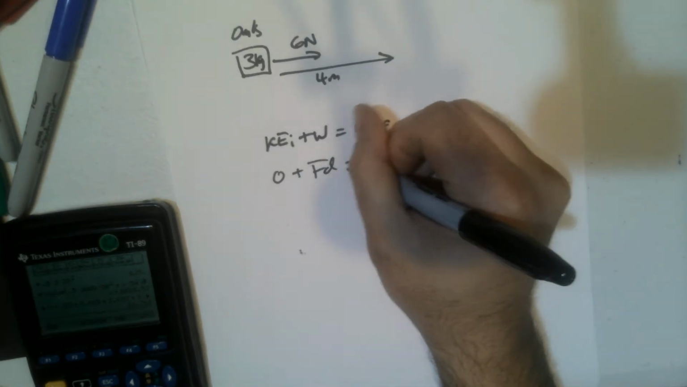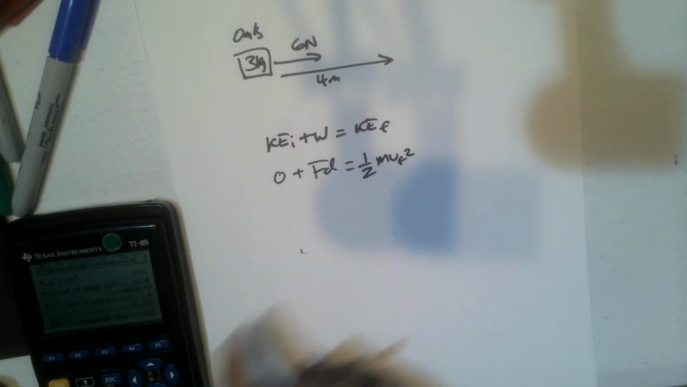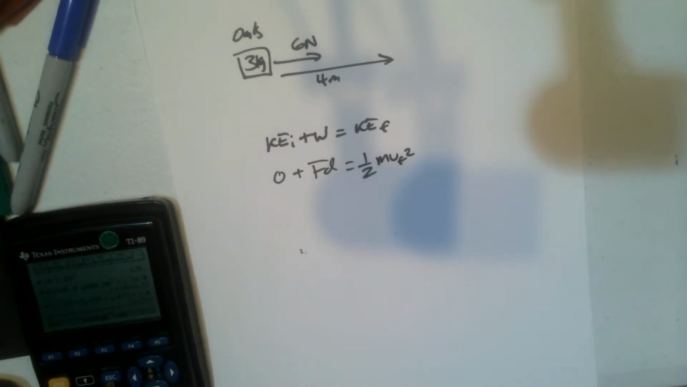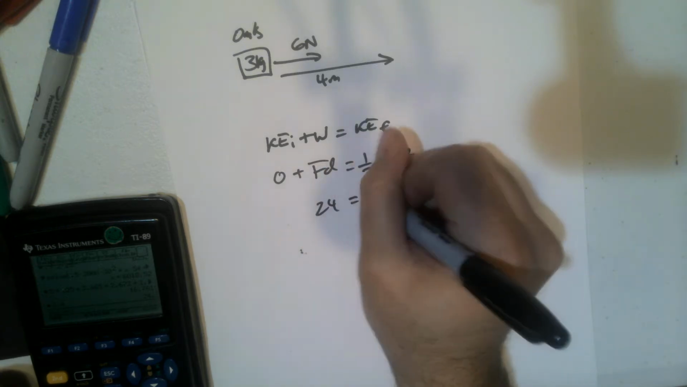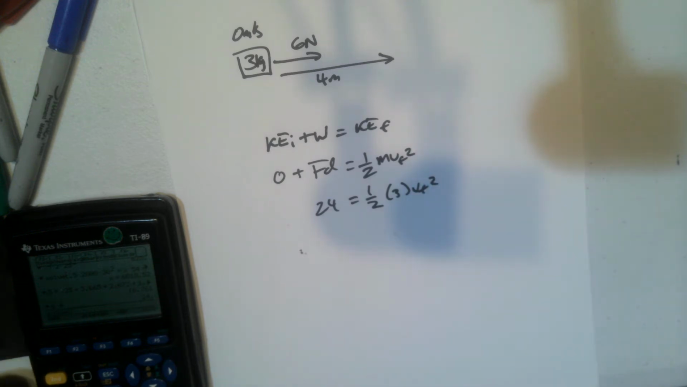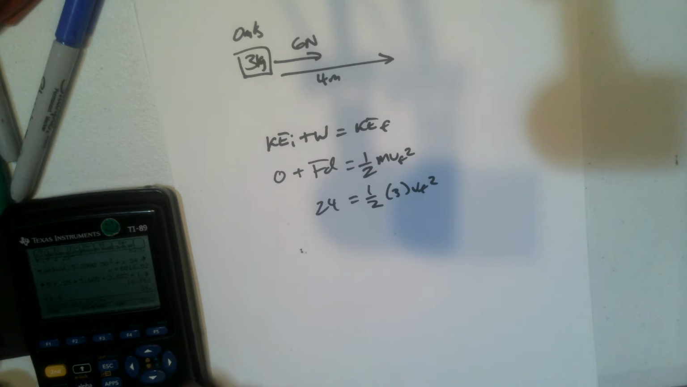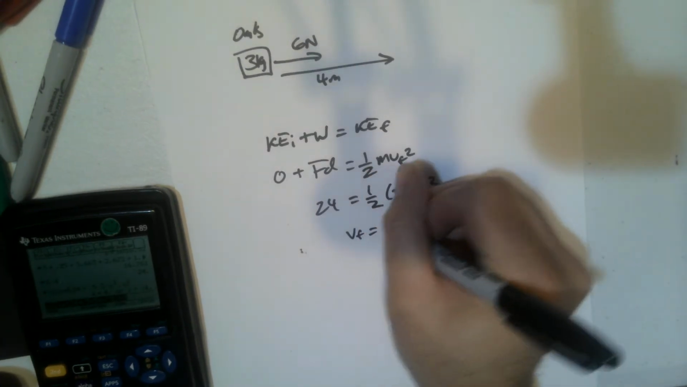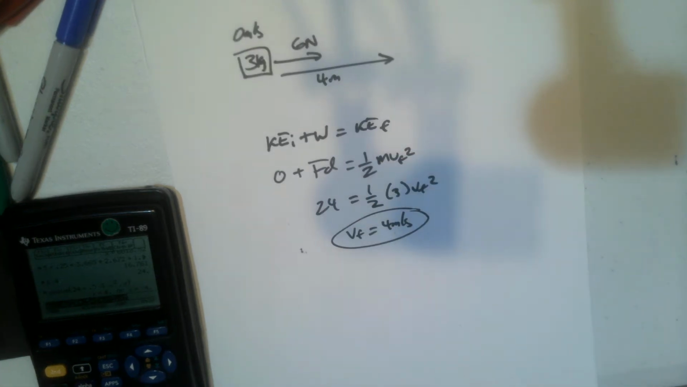And then that would give us our final kinetic energy, 1/2 m vf squared. So that would be 6 times 4, which is 24 joules. And then when we do 24 equals 1/2 times 3 times vf squared, we would get a final velocity of 4 meters per second in the end. So clearly this object has gained kinetic energy.